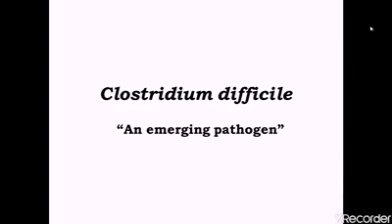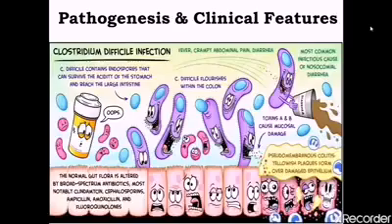So the mode of transmission is through the fecal-oral route, and this is the pathogenesis of Clostridium difficile. Antibiotics such as clindamycin, second, third generation cephalosporins, or use of fluoroquinolones such as ciprofloxacin, levofloxacin, can suppress drug-sensitive members of normal flora, and this allows Clostridium difficile to multiply, and it produces exotoxin A and B.